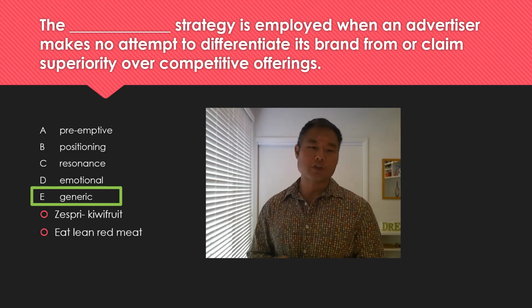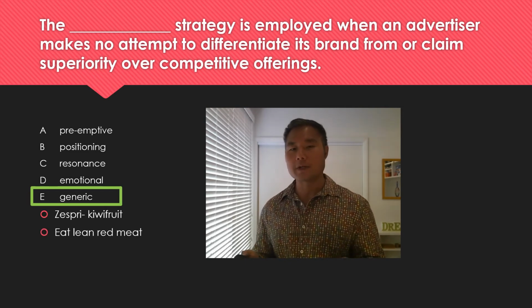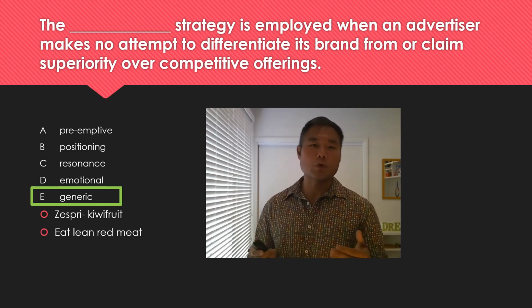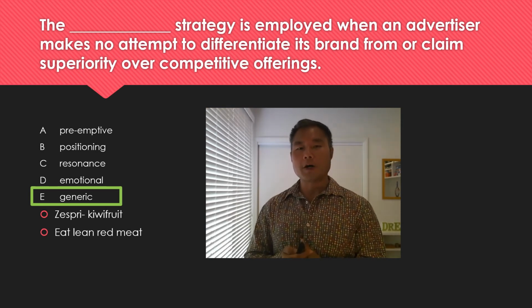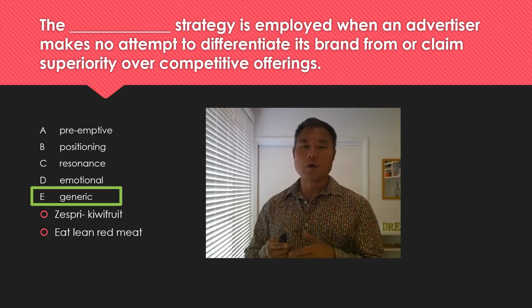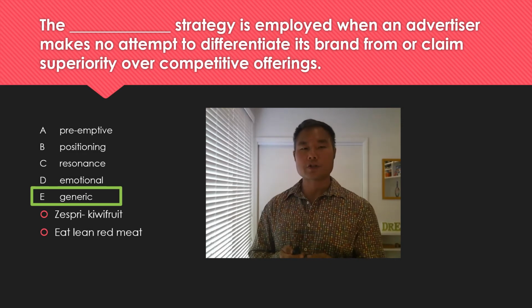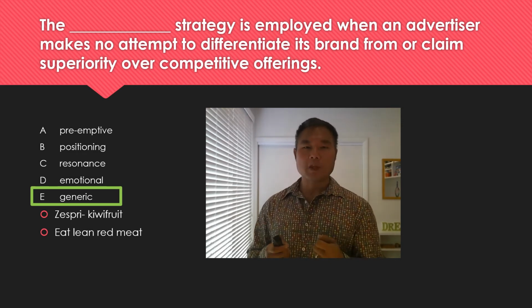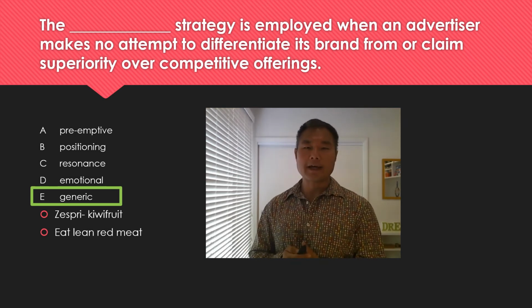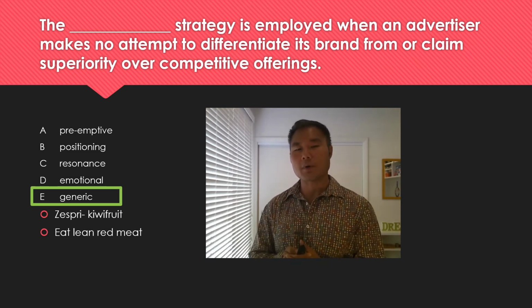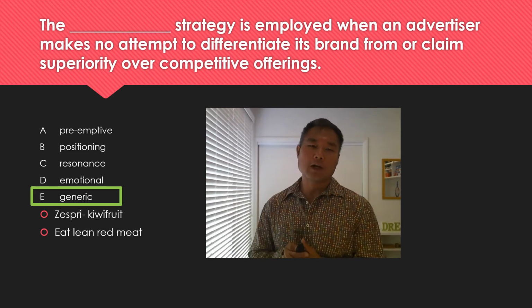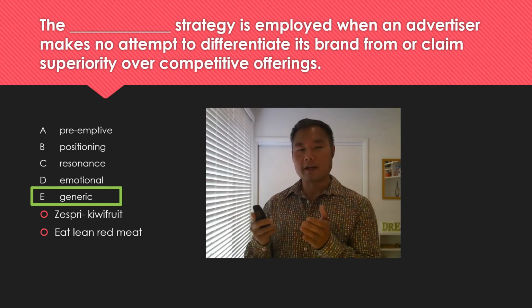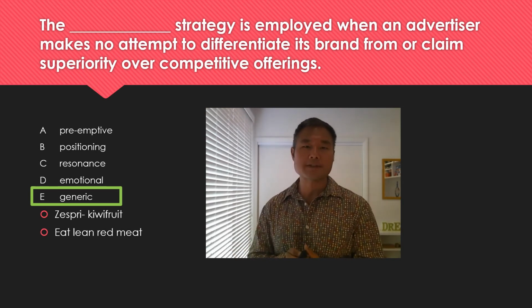Other examples of this might be something like eat lean red meat, or drink more milk, or a diamond is a girl's best friend. So all those examples there are just generic strategies that increase demand for either meat or milk or diamonds, and by increasing the size of that pie, all the individual, competing brands can have a more successful platform for business.